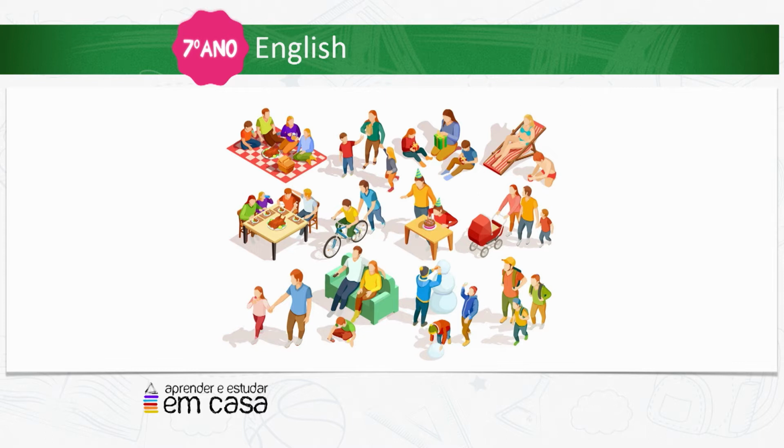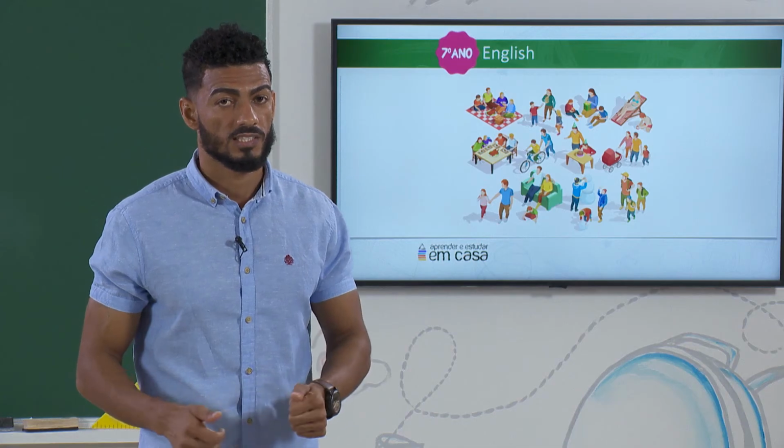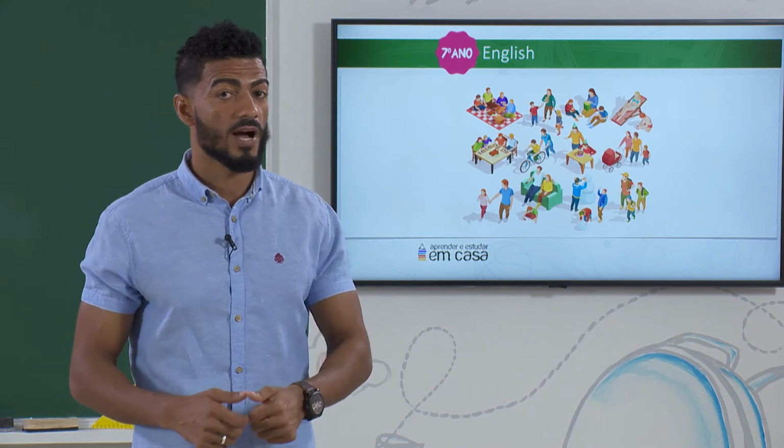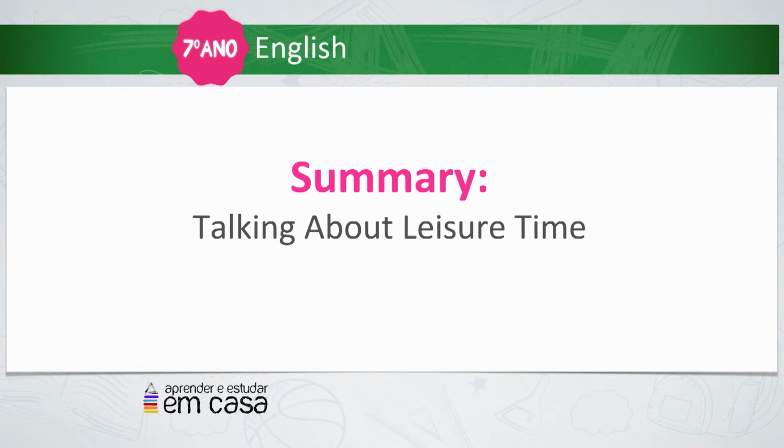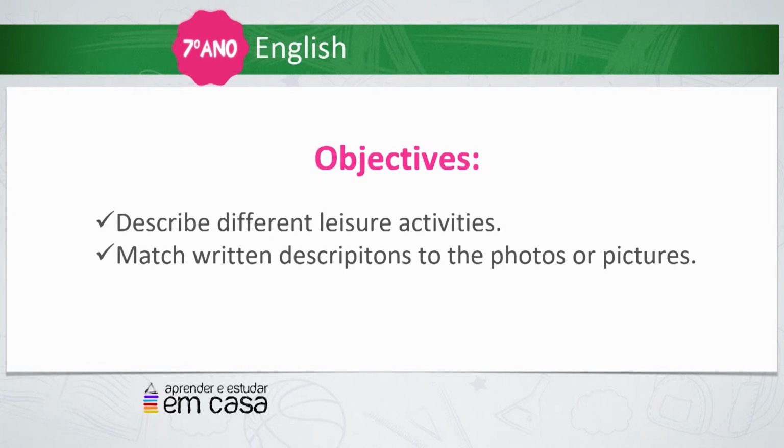And then we have someone also on the beach. The parents are walking with their kids. So can you guess what our topic for today is? Good. Today we're talking about leisure time. The objective of our lesson is to describe leisure time activities and match written descriptions to the photos or pictures.